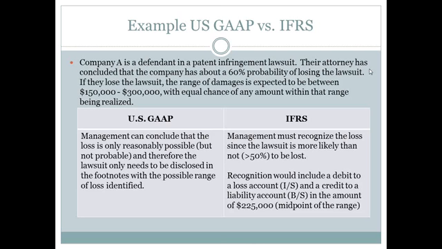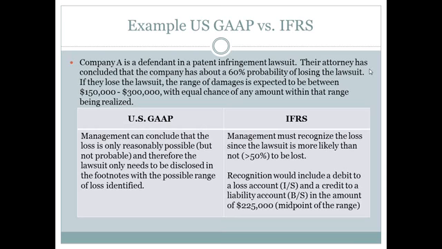Under IFRS, however, we would have to conclude that the lawsuit is more likely than not to occur. Greater than 50% chance is more likely than not, and that means that we would have to record a loss this year and record the associated liability. The second step then is the dollar amount. IFRS requires this expected value thing, and so the range is $150,000 to $300,000 with equal chance of any amount within that range being realized.